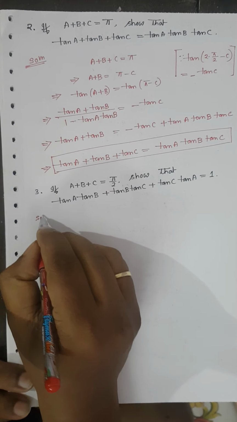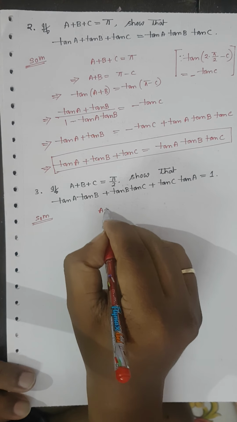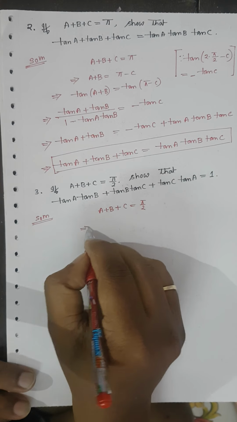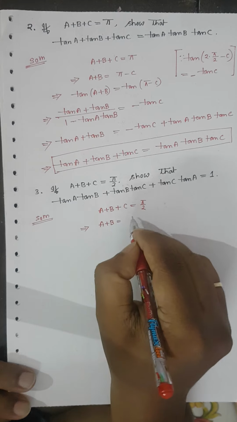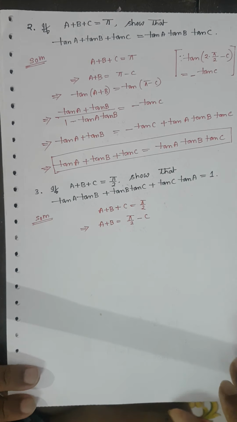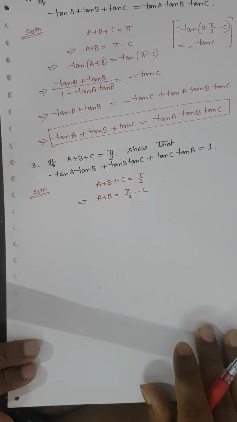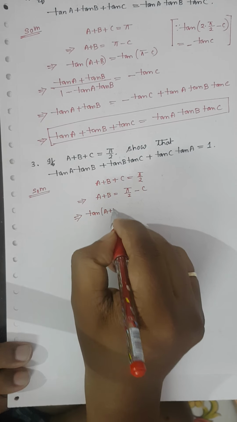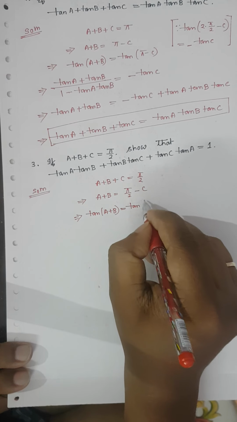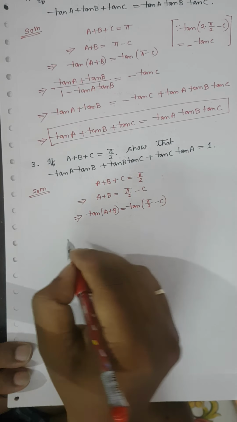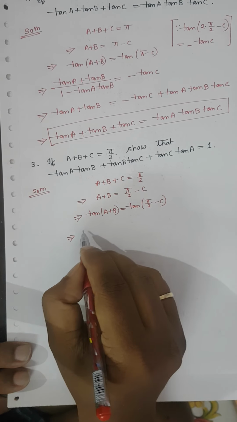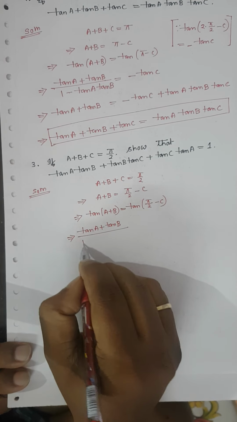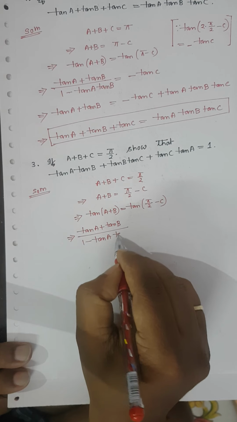So let's start the solution. We are given A plus B plus C is equal to pi by 2. So I can write A plus B is equal to pi by 2 minus C. Just like our last question, if I take tan on both sides, I will get tan of A plus B is equal to tan of pi by 2 minus C. Now the formula of this is equal to tan A plus tan B over 1 minus tan A into tan B.